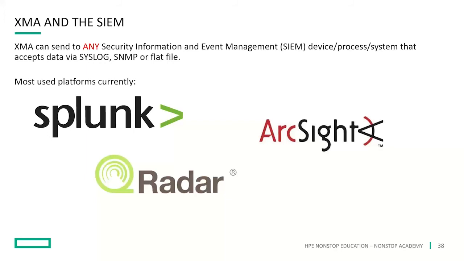The easiest way to do this doesn't take any work on your part. What you're going to need is the name of your SIM or the IP address and the port number, and then optionally the format they want it in. If you send it in CEF, the common event format, chances are it'll work just fine. But you're going to want it to go to Splunk, ArcSight, QRadar, or something else, and have them, like I said, ingest that data and deal with it.